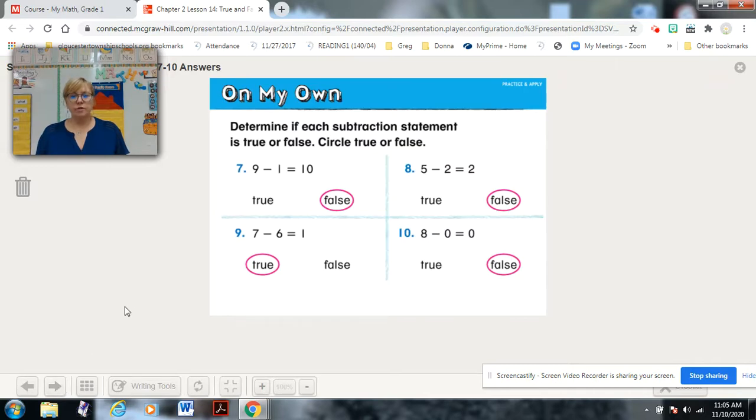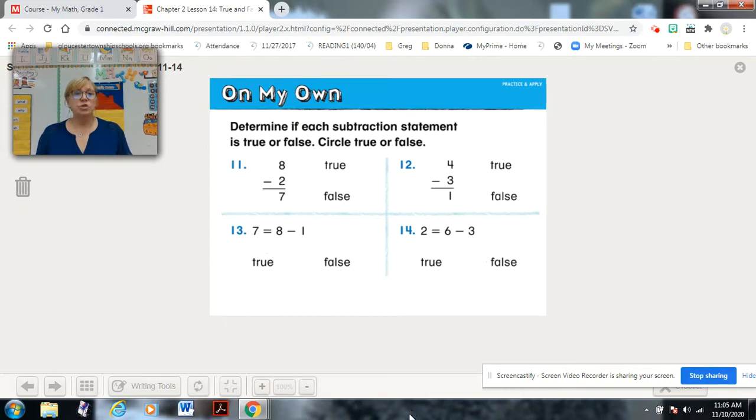Okay, here's the first 4 answers. Okay, yeah, see, number 7, I was afraid some of you would say, oh yeah, that's true, but that's if it's plus, it's a minus. 9 minus 1 equals, that's right, equals 8, good job. Okay.